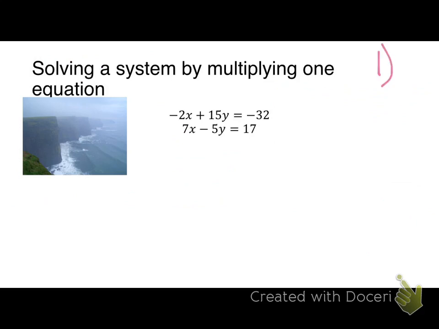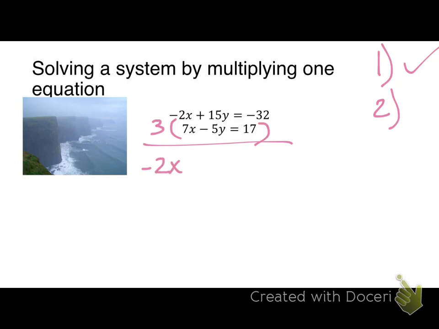All right, are they lined up? X is on top of X's, Y is on top of Y's. Yes. Do they have the same number in front of one of the variables? No. So let's take a look at my X's first. If I wanted them to be the same, I'd have to do a lot of multiplying. So we could have multiplied the top by 7 and the bottom by 2 to get them to be the same by getting them to be 14. But let's take a look at the Y's and see if they're easier. It looks like we can multiply the bottom by 3 and then we'd get 15 for both, and one would be positive and one would be negative. So let's go ahead and do that.